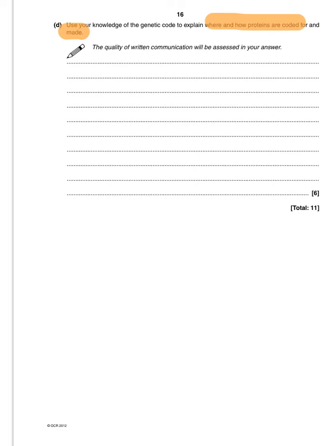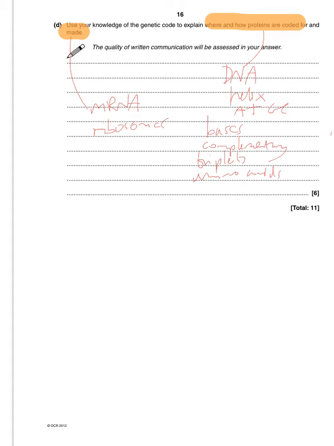So, we're going to be talking about DNA, and made, well, we're going to be talking about mRNA and ribosomes. Okay, and then we'll be definitely mentioning other keywords, things like bases, complementary, triplets, amino acids. And if we mention DNA, we'll also mention things like double helix, A and T, G and C, etc. Okay, just to make sure we're hitting as many of the marking points as possible.